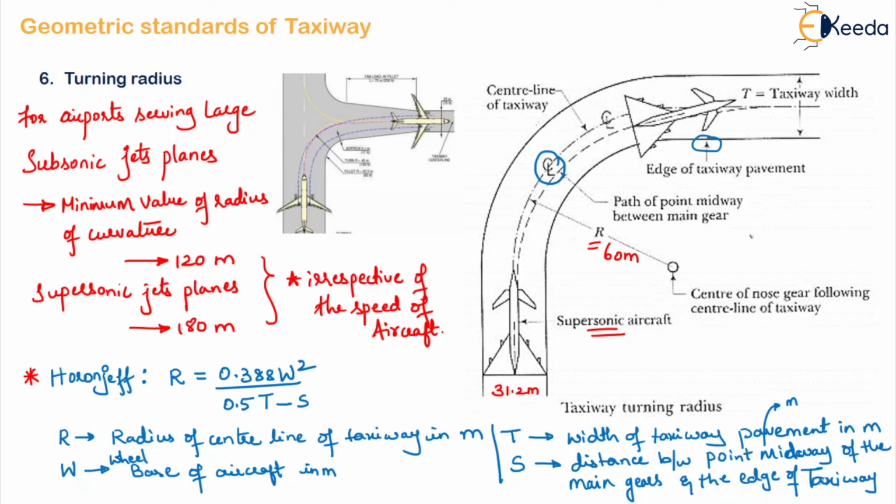Now, if the pilot maintains the nose gear on the center line of the taxiway, what is the nose gear? The gear or wheels in the front portion of the aircraft. If he maintains it on the center line of the taxiway, having a radius as worked out from this expression, then the main gear of the aircraft would not come closer than 6 meters from the edge of the pavement.